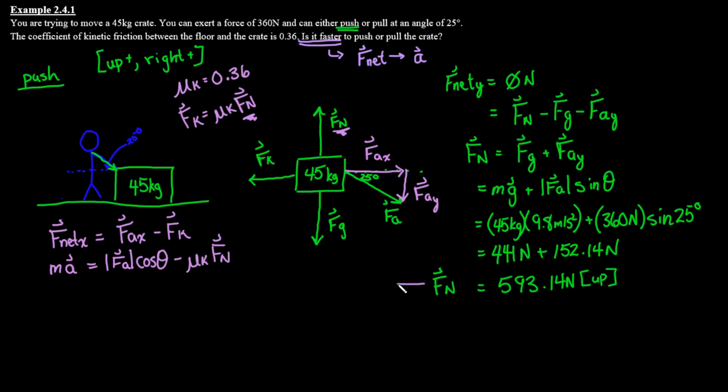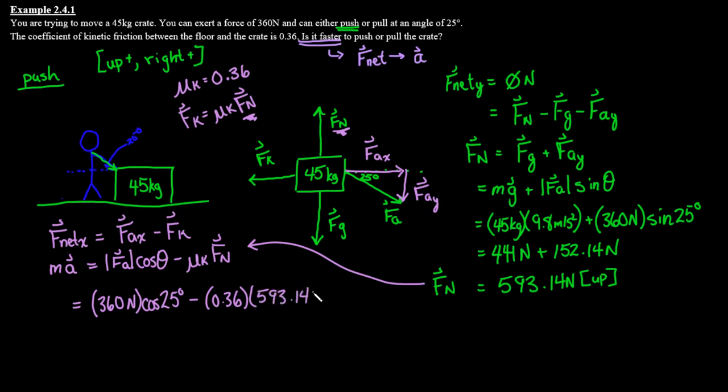And that's why we needed to solve for this in the y direction, because we're going to plug it in here to solve for what that force of kinetic friction is. Okay, so I'm just going to leave the mass times acceleration on the left side of the equation for right now, and let's solve for what the actual F net is. Okay, so we get 360 newtons times the cos of 25 degrees, subtract our coefficient, which is 0.36, times our force of normal that we just solved for, 593.14 newtons.